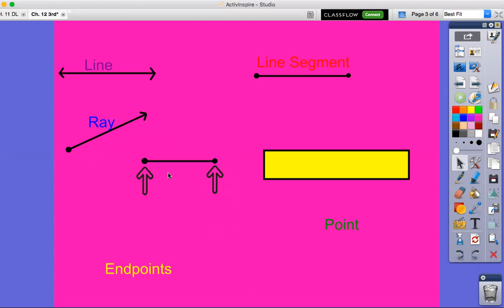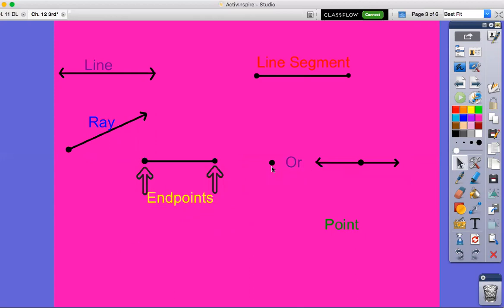What are these? What are those? Endpoints, right? They are endpoints. And our last one, you see here I left it out by itself, either a point or, here on this line, this is a point. Good.